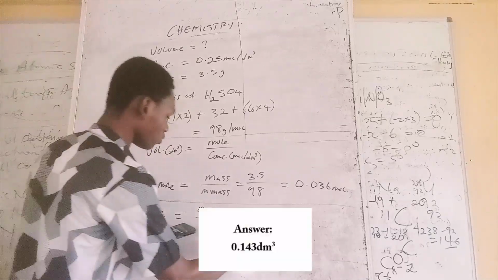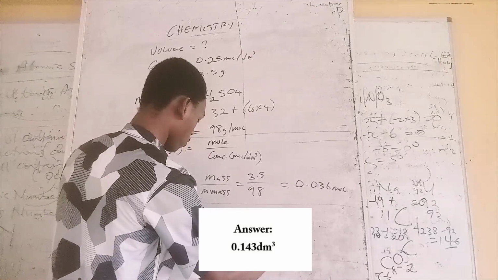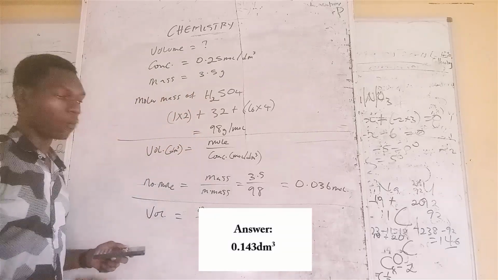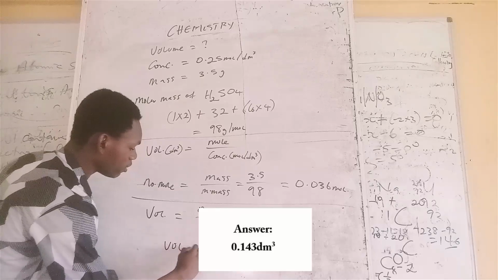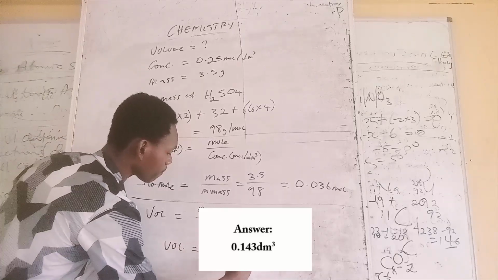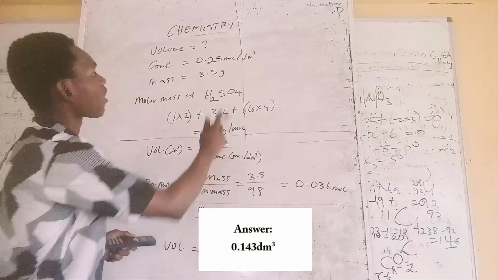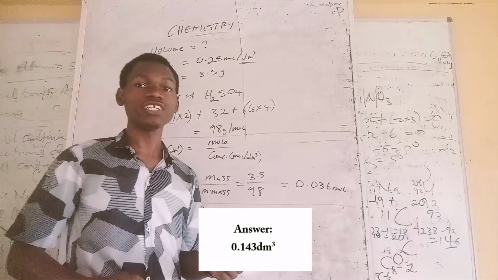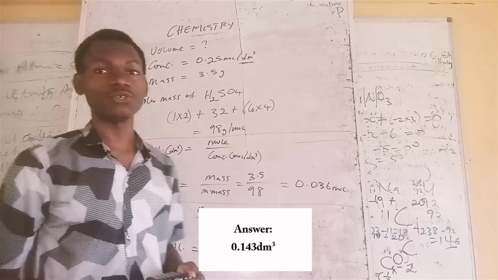So simply do that. Our answer is going to be 0.143. And what is the unit for volume? The unit for volume is dm cube. Why didn't we use cm cube? Because our concentration has dm cube. So the unit for volume we should apply there should be dm cube.